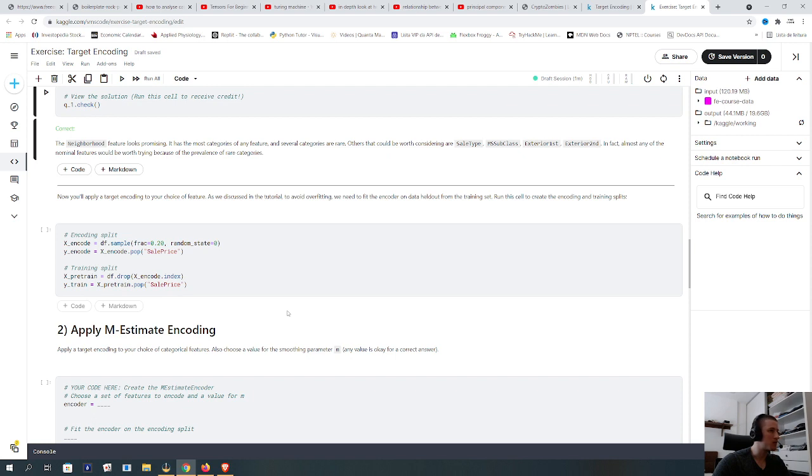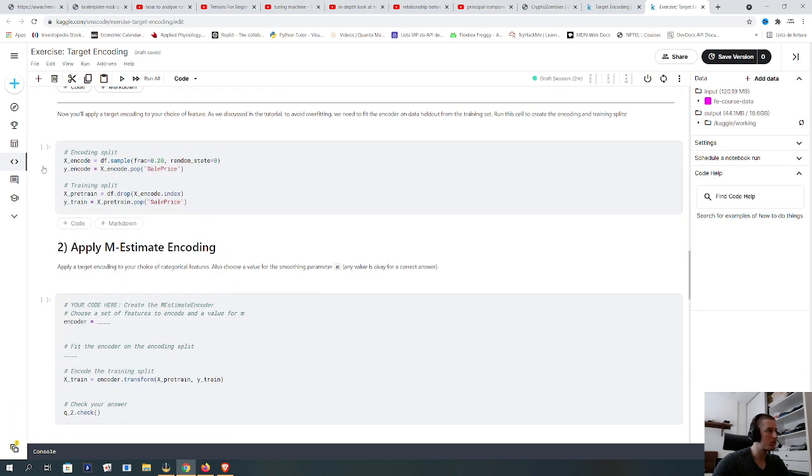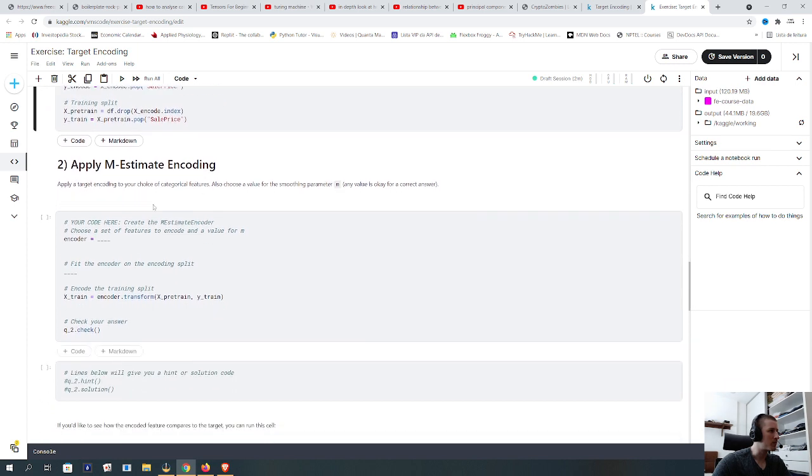Now you apply target encoding to your choice of feature. As we discussed in the tutorial, to avoid overfitting, we need to fit the encoder on data held out from the training set. Run this to create the encoding and training splits. Apply target encoding to your choice of categorical features. Also choose a value for this smoothing parameter m. Any value is okay for a correct answer.